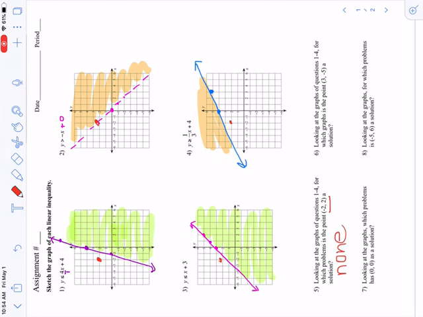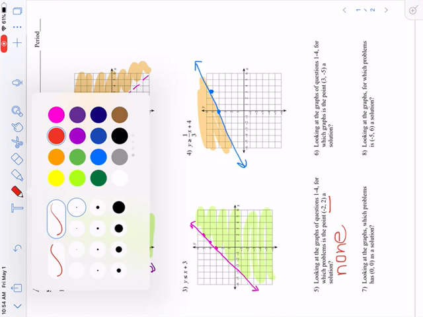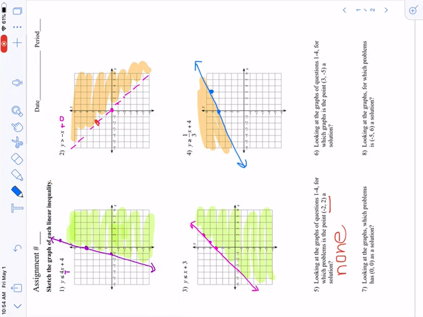Now let's take a look at number 6. We want to see, is the point 3, negative 5 a solution? So let's erase some of these points here. So if I'm checking the point 3, negative 5, in the first one, it's in the shaded region. So question number 1, 3, negative 5 is a solution. Question number 2, 3, negative 5 is not in the shaded region. So it's not a solution.